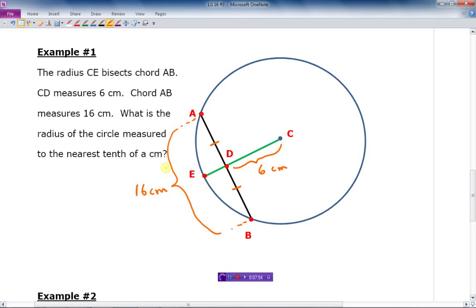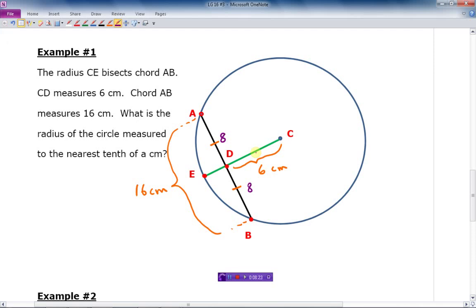Well, what information do I know here? If I know AB is 16, what does it tell me about AD or BD? It tells me those distances, let's just change color here, those distances are both 8, because they have to add up to give me 16, the total length of that chord. Okay? They want to know the radius of the circle. So I want to know EC.